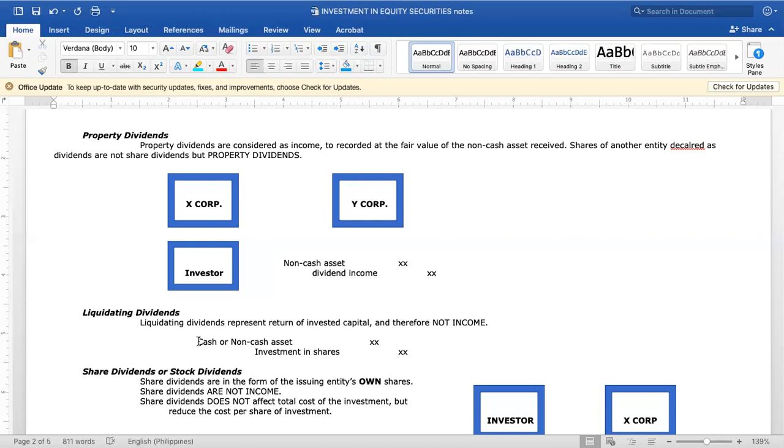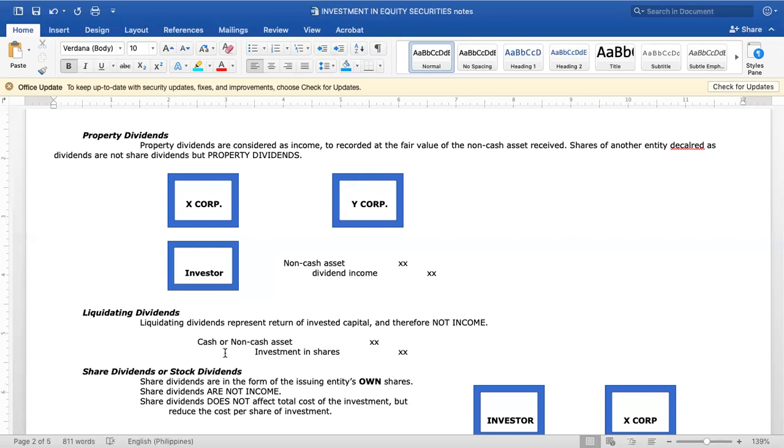Okay, take note ha, liquidating dividends are not income. So what will happen if nag-liquidate na ang company tapos ang value sa imong investment is 1 million, imong na-receive is 1,100,000 nga cash? Therefore, the 100,000 difference is considered gain. That's gain on liquidation or gain on your investment. So you can use that account.